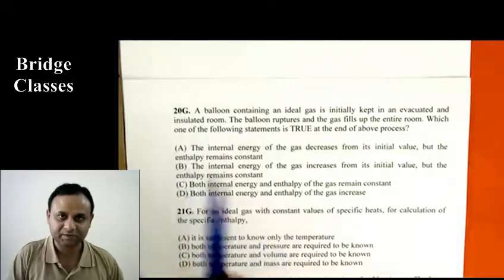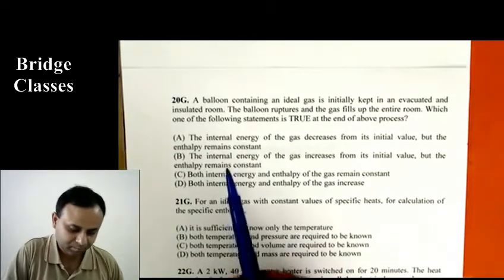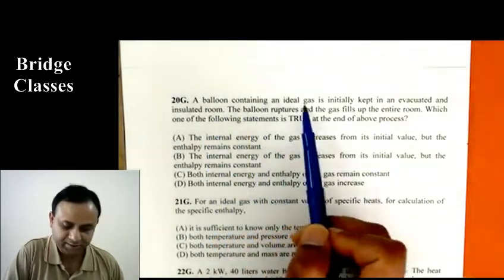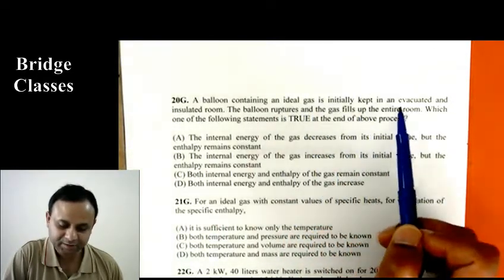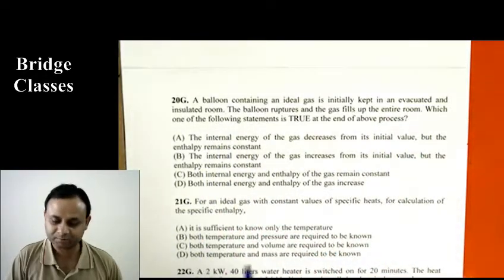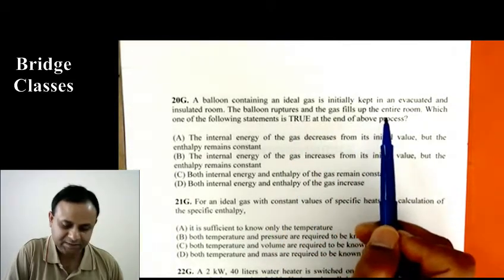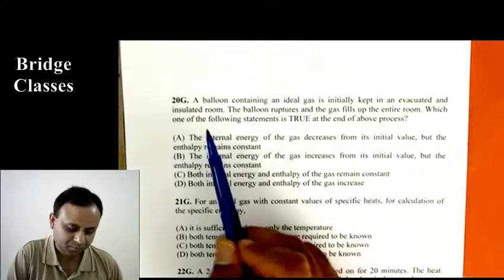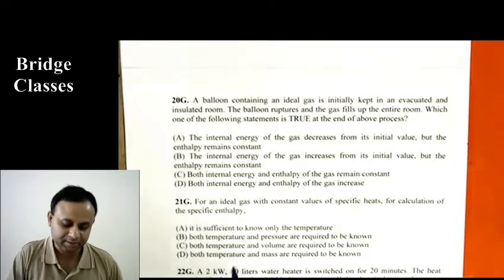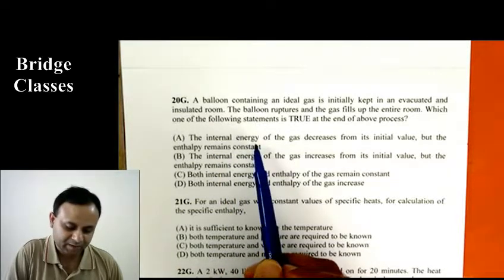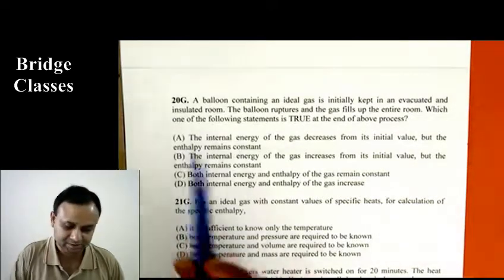Let us look at this 20G. Okay, it says a balloon containing an ideal gas is initially kept in an evacuated and insulated room. And the balloon ruptures and the gas fills up the entire room. Which one of the following statements is true at the end of the above process? It asks whether the internal energy and enthalpy remain constant, increase, or decrease. This is a GATE question.